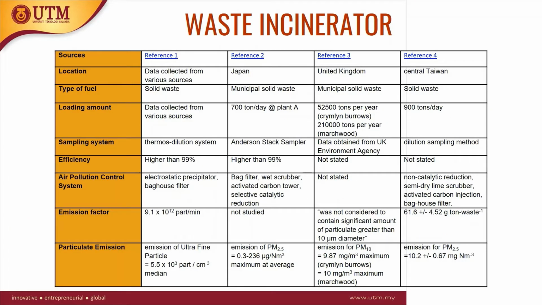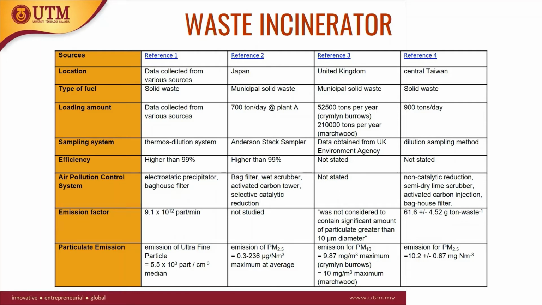So we collect four sources, which means four references, to list out every detailed data. So for the first reference, the location's data is collected from various sources. Type of fuel is solid waste, and the loading amount is not stated in the paper. Sampling system used is thermal dilution system. Efficiency is higher than 99%. Air pollution control systems used are electrostatic precipitator and baghouse filter. The emission factor for this plant is 9.1 times 10 to the power of 12 particles per minute. And the particulate emission of ultrafine particles equals 5.5 times 10 to the power of 3 particles per cm cubed.